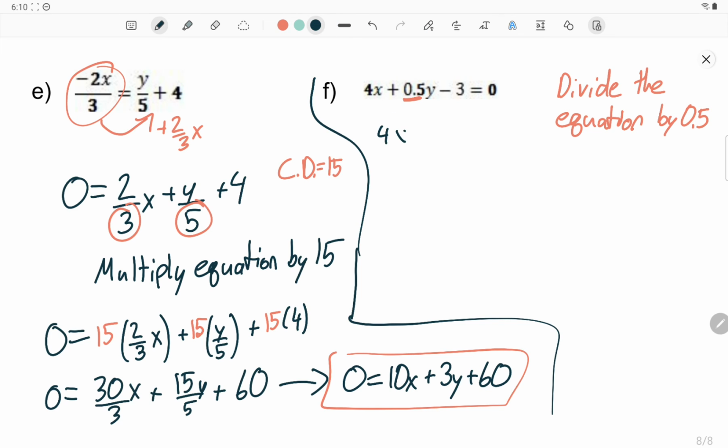Well, you're going to have 4x divided by 0.5. It might not look nice right now. But we're just dividing each of the parts. And I'm doing it as a fraction. I'll just do it in this red color so you know what's new and what's previously there, equal to 0.